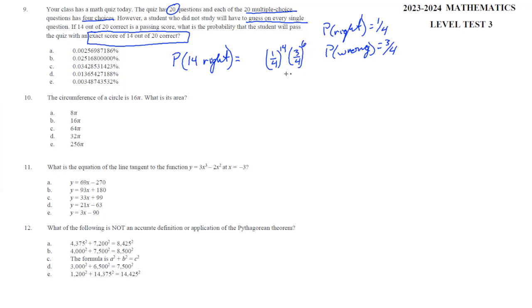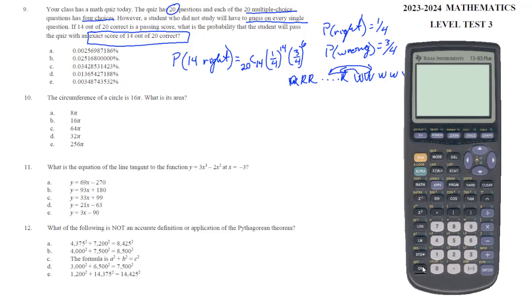But then we also have to realize that this could happen. We could get 14 rights in a row, and then 6 wrongs. There we go. 1, 2, 3, 4, 5, 6. It could look like that, or we could switch these 2 places, or we could switch those 2 places. And so we have to multiply this by how many different ways from 20 questions we could choose to get 14 right. They all have the same probability, so we have to multiply that all up.